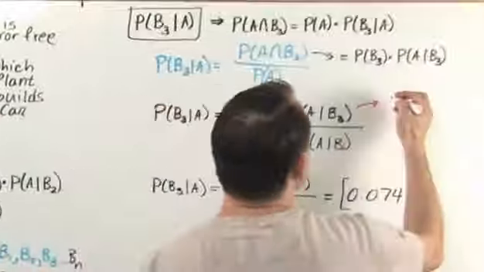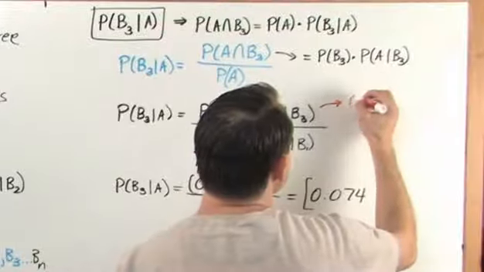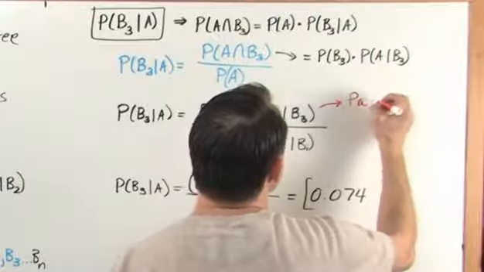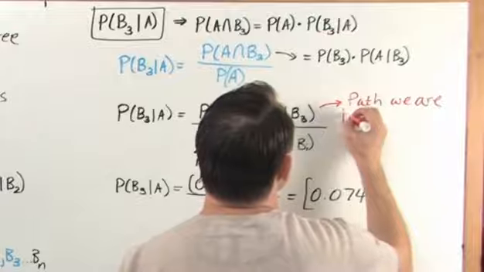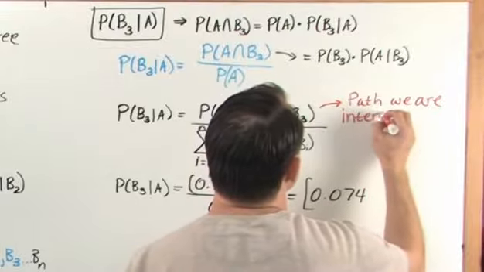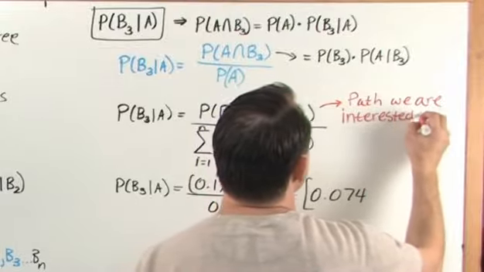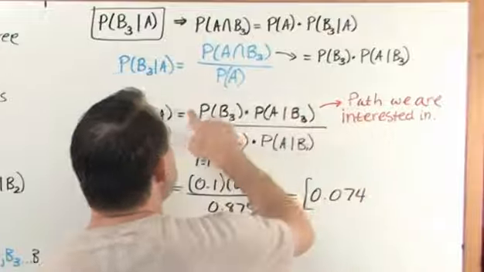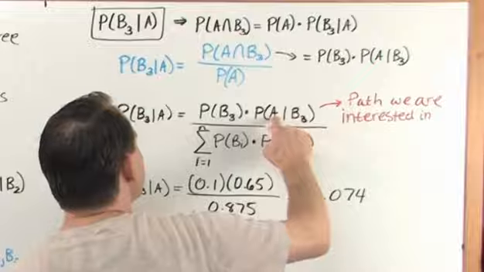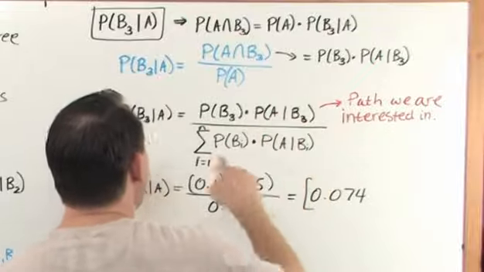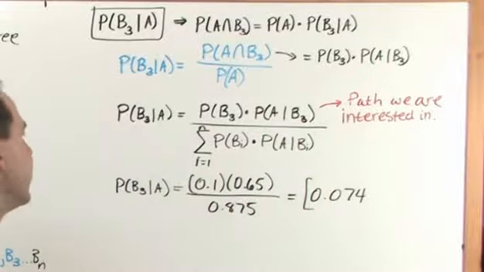So what I'm going to write here, in my own shorthand words, is: this is the path we are interested in. This represents the probability that we're going to get to a good car along the path we care about, which involves B3, because that's what I was trying to find out.